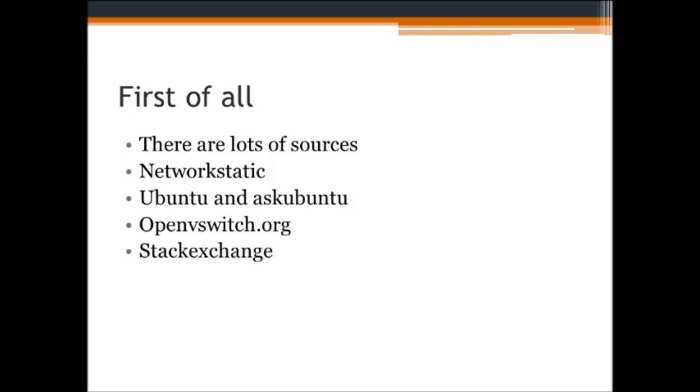So my favorite sources going through this have been Brent Salisbury's blog over there at Network Static, of course Ubuntu and Ask Ubuntu. That's because I tried a bunch of different distros and right now I'm pretty happy with Ubuntu. And then there's openvswitch.org and of course all the stuff out there at Stack Exchange. Now as we go through and we hit various topics, you want to go to those sources and look for your keywords. So for example, if we're talking about hypervisors or KVM or something like that.